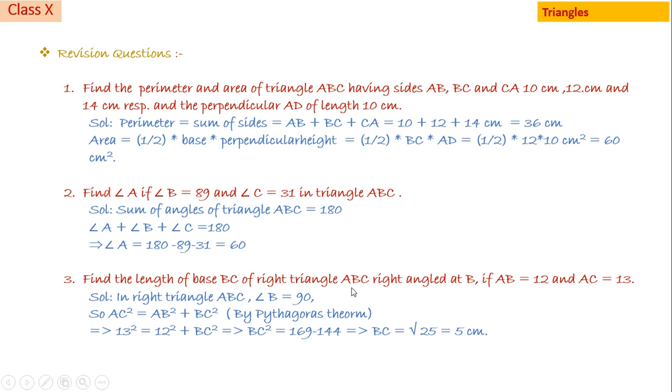Find the length of base BC of a right angle triangle ABC, right angle at B, if AB equal to 12 cm and AC equal to 13 cm. In this right triangle ABC, right angle at B, hypotenuse square is equal to base square plus perpendicular square, which implies AC square is equal to AB square plus BC square using Pythagoras theorem. So it implies that 13 square is equal to 12 square plus BC square, which implies the value of BC comes out to be 5 cm.